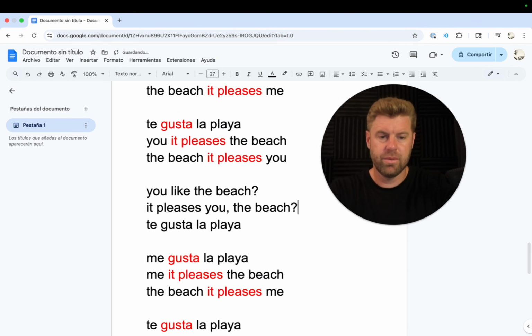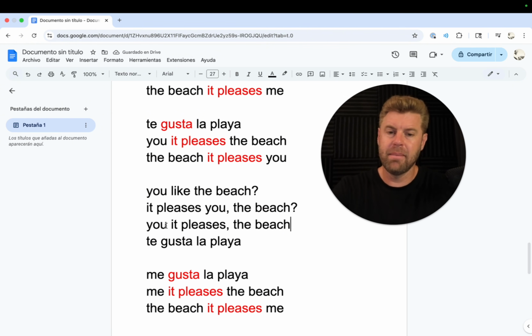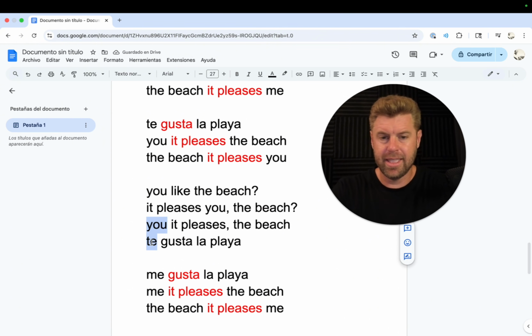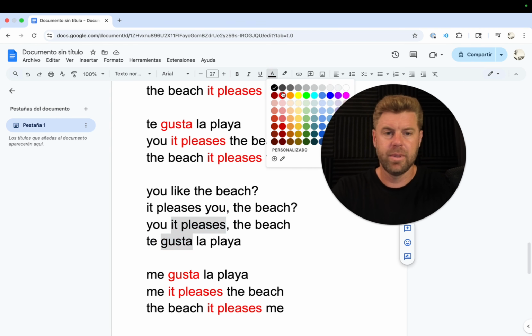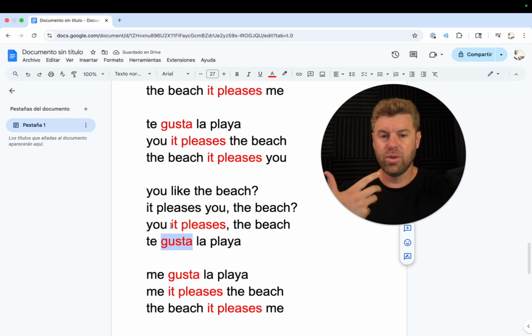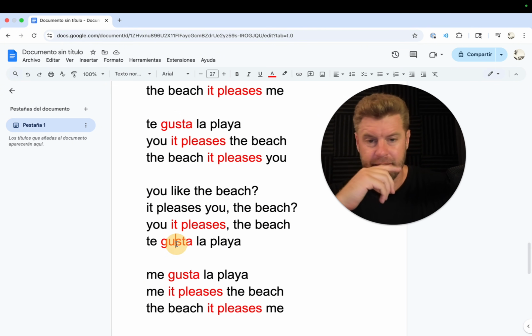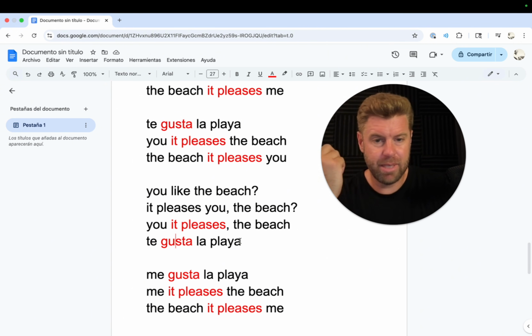The beach. That's what I'm saying. It pleases. Or actually, if I had to change the word order once more, you, it pleases. The beach. So it's the word order that actually messes things up. You, te. It pleases. Gusta. Let's put that in red. Remember, I always say, one word in Spanish, gusta, two words in English, it pleases. So, you, it pleases. Te gusta la playa.